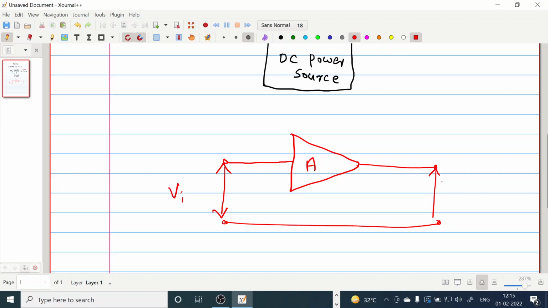So you are providing input signal to the amplifier, input voltage Vi between the two terminals. One is the input terminal and the other is a ground terminal. And similarly you are taking your output voltage from the amplifier between two terminals, that is the output terminal and the ground terminal.